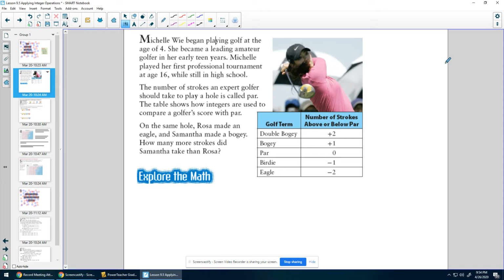Michelle Wie began playing golf at the age of 4. She became a leading amateur golfer in her early teen years. Michelle played her first professional tournament at age 16, while still in high school.